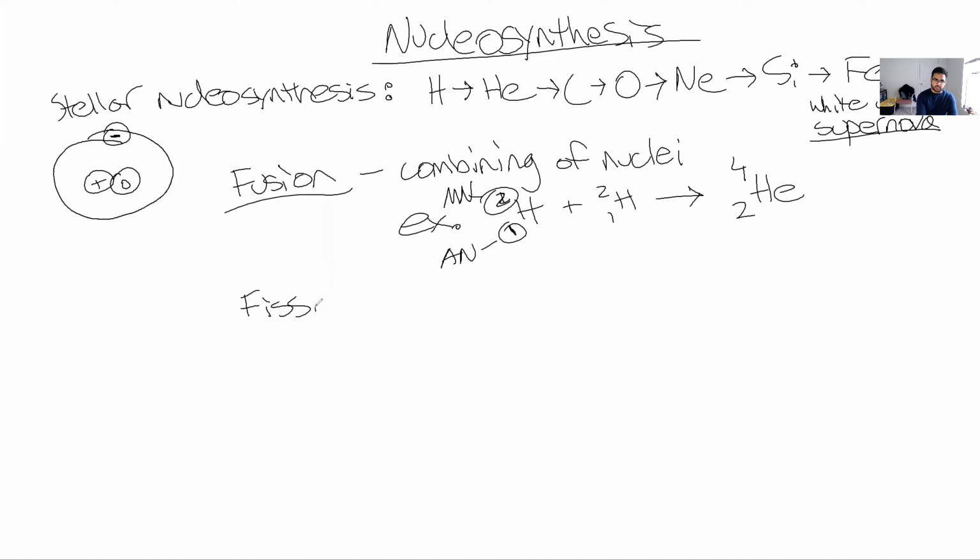And then fission, on the other hand, would be the reverse. You take one nucleus and split it into two. The example of that would be to take one large nucleus and split it into multiple nuclei. So you would take a helium nucleus and split it into the two separate hydrogen nuclei. So that's fusion, and that's fission.